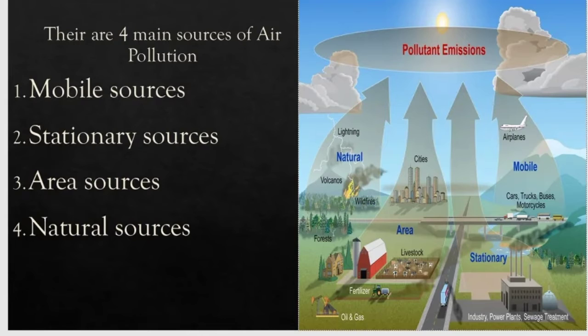Number two, stationary sources such as power plants, oil refineries, industrial facilities, and factories. Number three, area sources, such as agricultural areas, cities, and wood-burning fireplaces. Number four, natural sources, such as wind-blown dust, wildfires, and volcanoes.